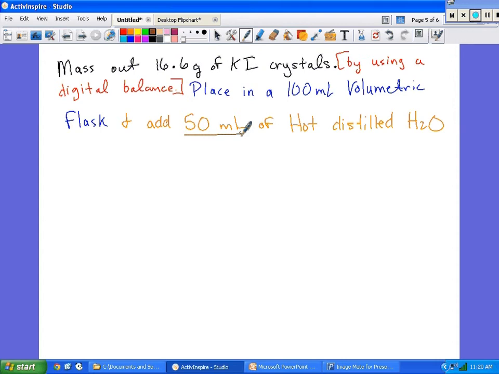Okay. And this is something that I did not talk about last time. So if you've already written this answer, you may want to add this in because this is very important. Add 50 milliliters of hot distilled water. And here's the next two key parts. And swirl to. And this is the part that I left out last time.